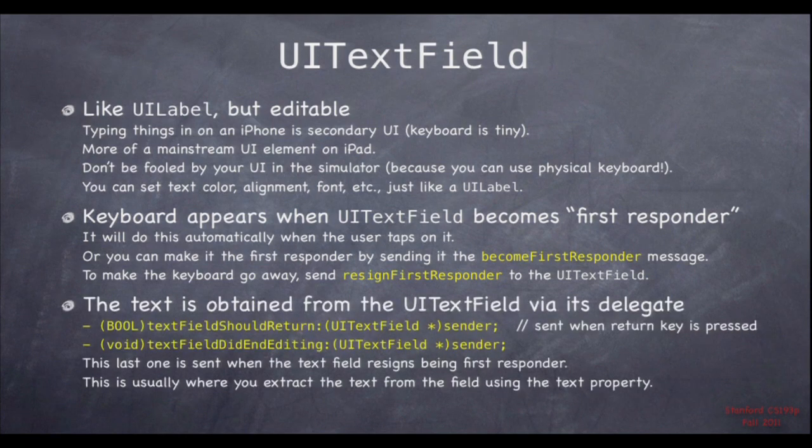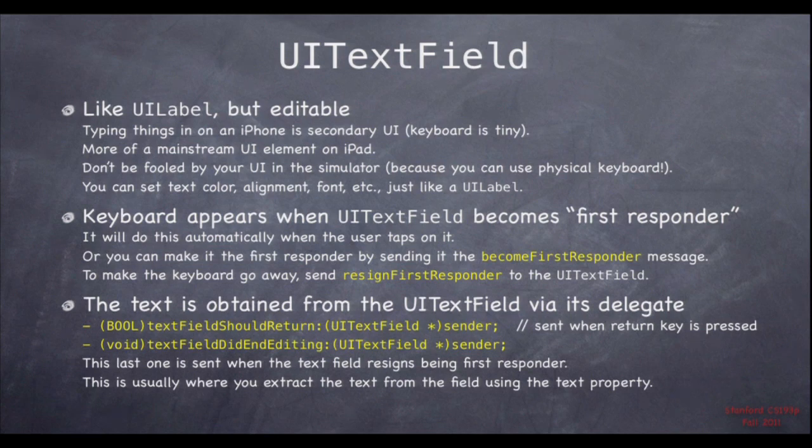So you've got a text field which is editing, and the person hits the return key, let's say, on the keyboard, or they dismiss the keyboard, and it stops being first responder. How do you get the text out of it? Now, you can actually get the text out of the text field as the person's typing every character. There are delegate methods for that. And in general, the way you get the text out of a text field is using its delegate.